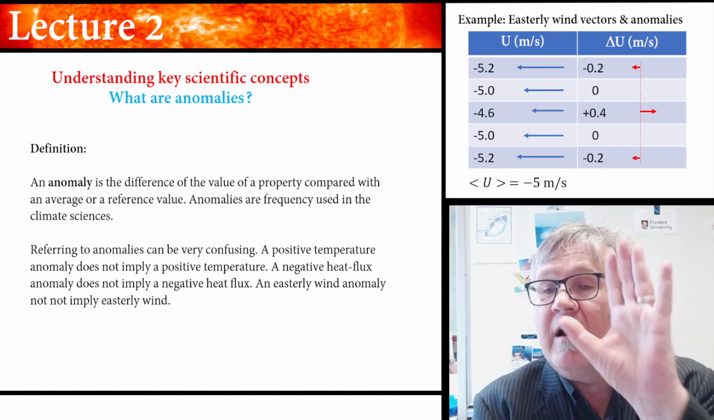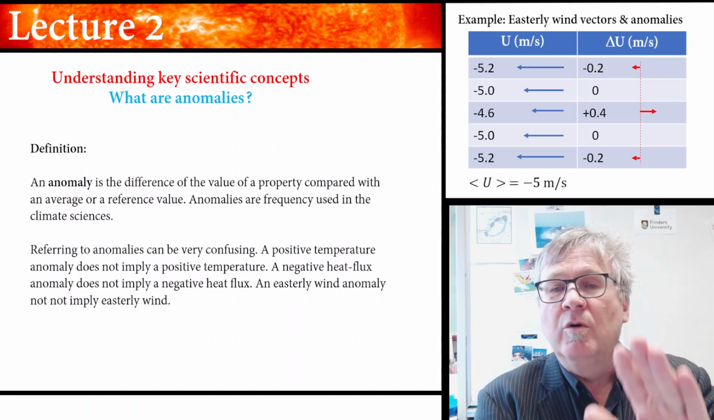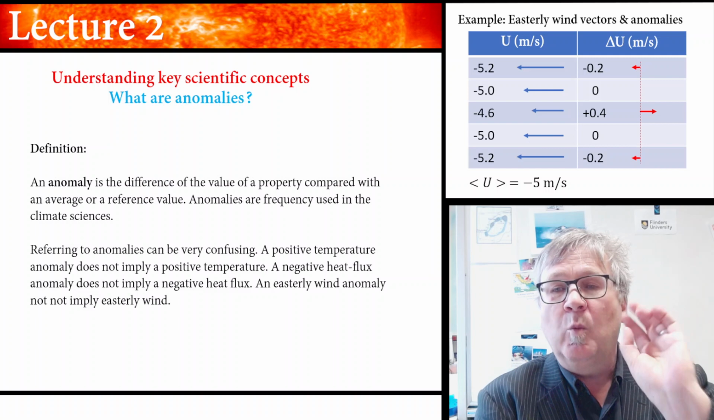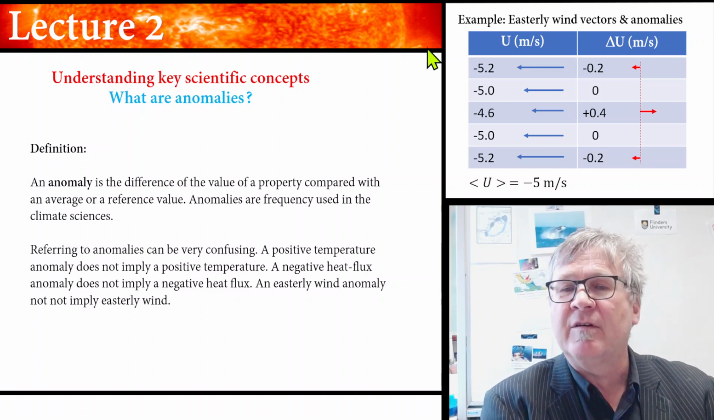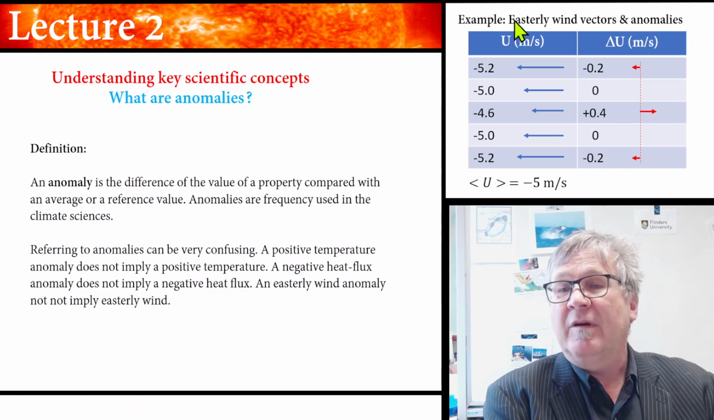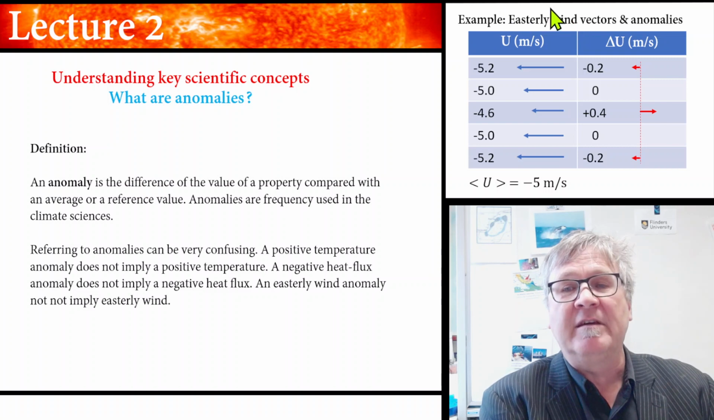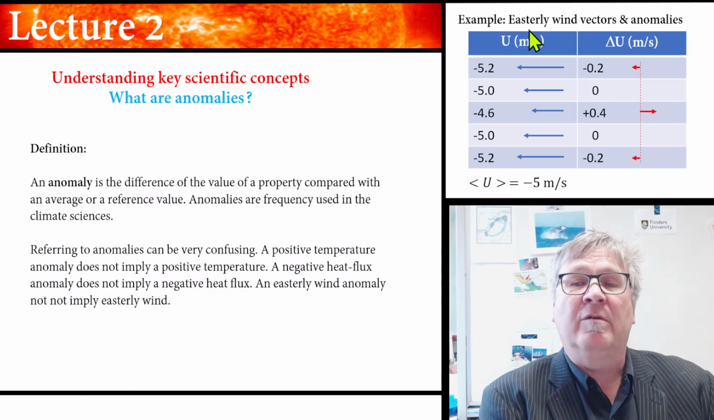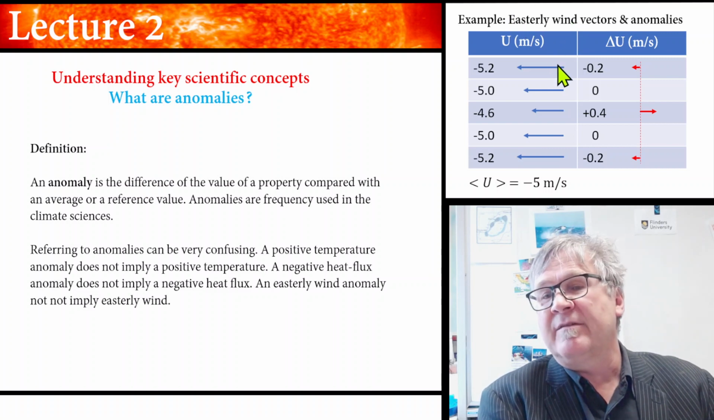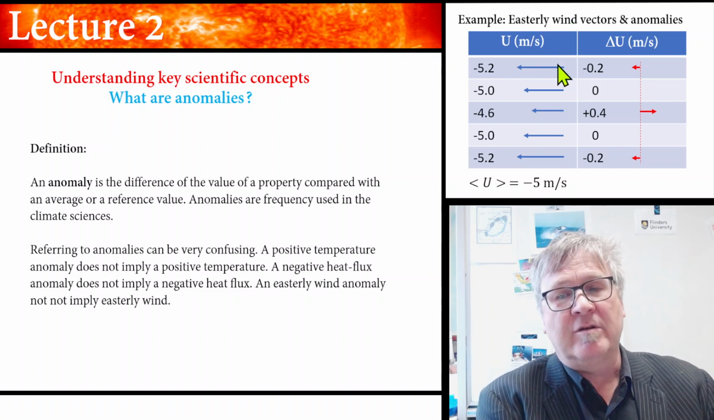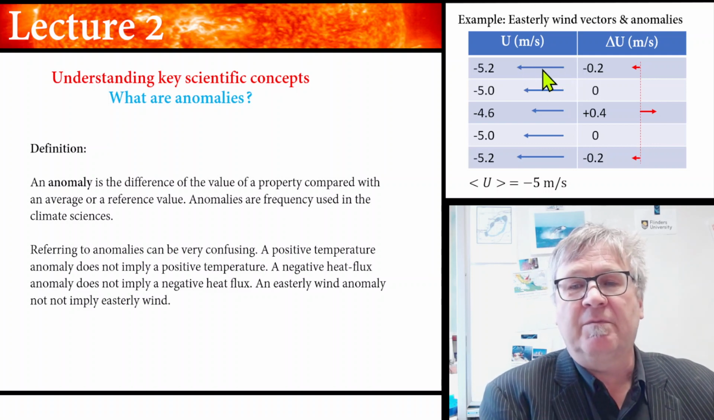If you throw the word anomaly at people, you can absolutely mess up everything. Not to mess up things, but just as one example, I want to show you easterly wind vectors and anomalies. So just a little bit of scientific content in here. Easterly wind refers to wind that comes from the east. You can illustrate easterly wind by vectors, which have a direction and a certain magnitude. The length refers to the magnitude.